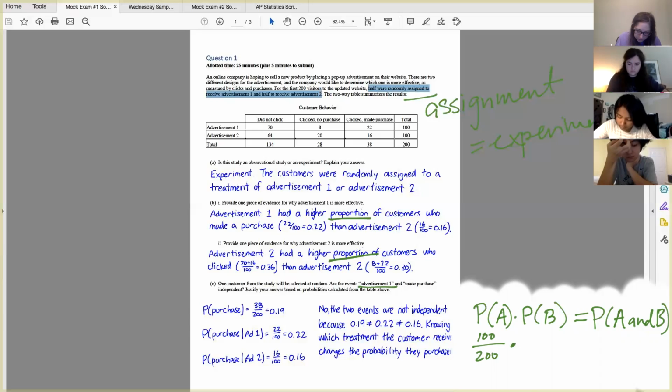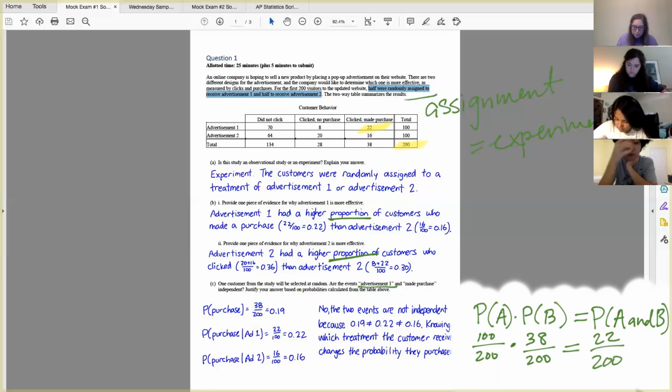The probability of making a purchase is going to be 38 out of 200. So that's the probability of making a purchase. And then if they were independent, then this would be a true statement. It already gives me the intersection of making a purchase and advertisement 1, which is 22 out of 200.